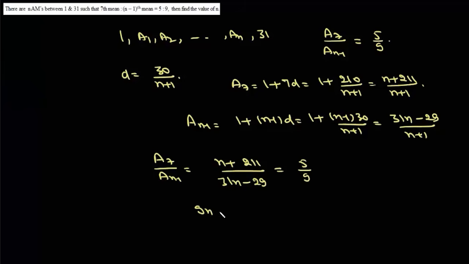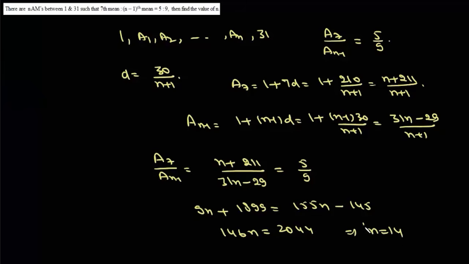Now we can write 9n plus 1899 will be equal to 155n minus 145. Now this is 146n equals 1899 plus 145, which is 2044. So from here we get the value of n as 14. So basically 14 AMs were inserted between 1 and 31.